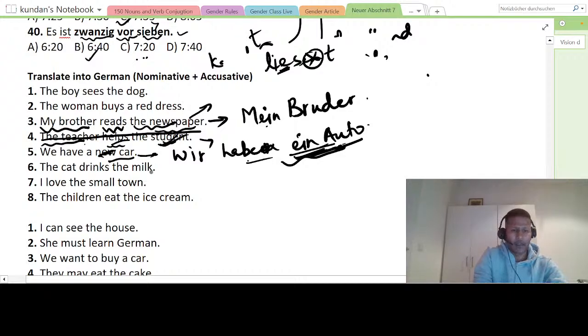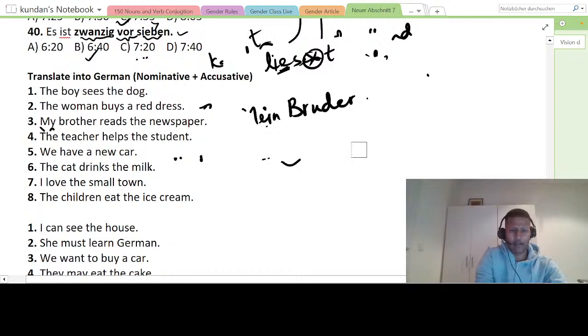Ein Auto. The cat drinks the milk. Let me see who can make this correctly. The cat drinks the milk. The cat is die Katze. Drink is trinken. Milk is die Milch. So die Katze trinkt die Milch. Milch will not change. Okay, this will remain the same because die doesn't change. Only masculine changes. Right? This is not masculine. So the right answer is, let me see who is making it correct.